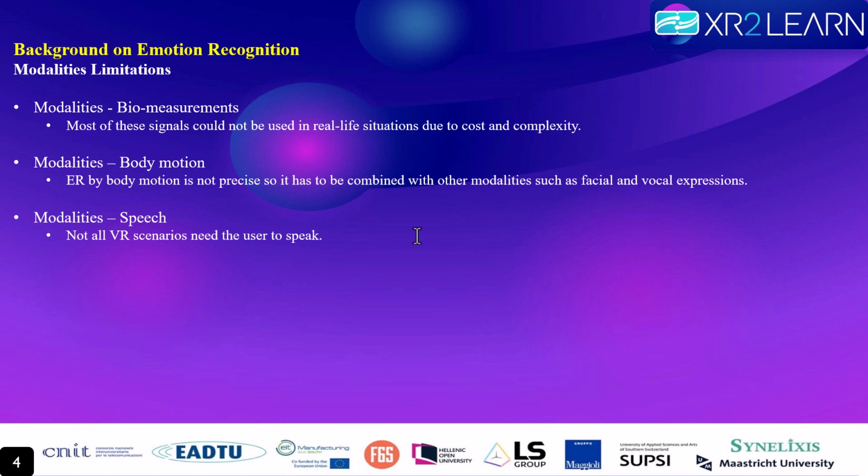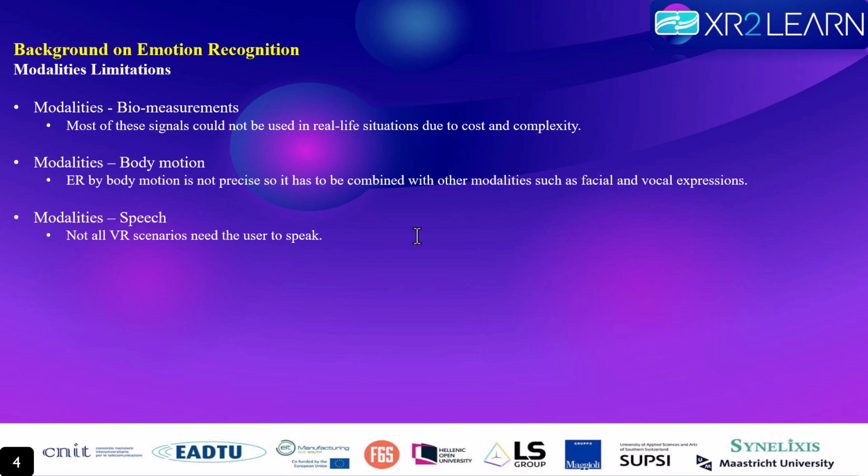In the background section, we cover modality limitations. Basically, we have 5 main modalities. For biomeasurement modality, there is a limitation. For example, most of these signals could not be used in real-life situations due to cost and complexity. For body motion, ER by body motion is not precise, so it has to be combined with other modalities such as facial and vocal expressions.